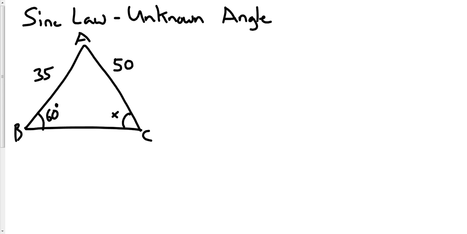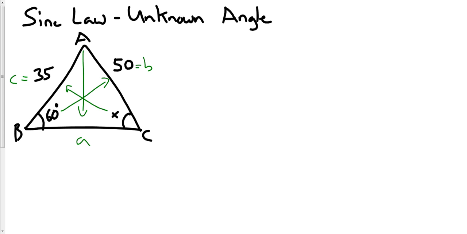Here I've got angle A, so across from angle A, I've got side A. Here's angle C. Across from angle C, I've got side length C. And across from angle B, I've got side length B. Okay, so now I've properly labeled everything.